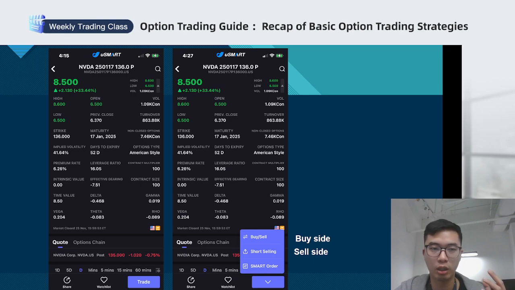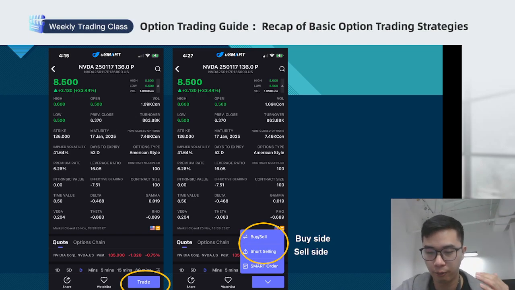And then if you decide on one of the options, in this case a put, you press trade and then buy sell. The buy sell is for the long side, for the buyers. And if you want to sell call or sell puts, you need to press the short selling. And if you want to close the order, you also press buy sell. The first one is for the buyer of buy puts or buy calls. The short selling is used for short put and short call. Just remember that.